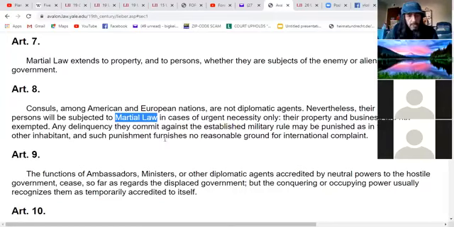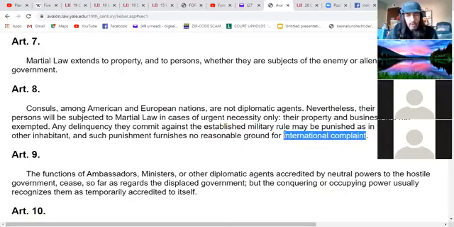And such punishment furnishes no reasonable ground for international complaint. This is what tells us it's international. And again, like I said, if they're performing commercial contracts, they have a commercial treaty. If they're performing in regards to an actual law of sorts, then they have to refer to an international peace treaty.